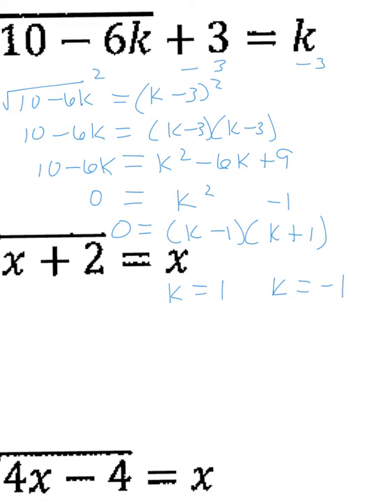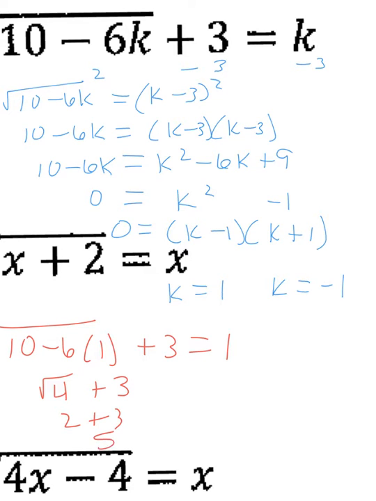Okay, so you're always going to be showing a check on this. So I've got the square root of 10 minus 6 times 1, I'm doing the first problem, plus 3 equals 1. All right, well 10 minus 6 is 4, so the square root of 4 plus 3 is going to be 5. Square root of 4 is 2, so 2 plus 3 is 5. 5 equals 1. That does not work. So this is not an answer. So then we go to the next.